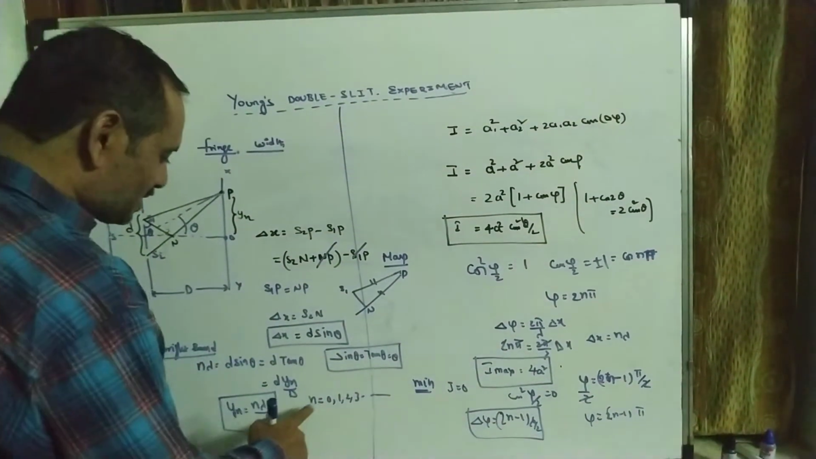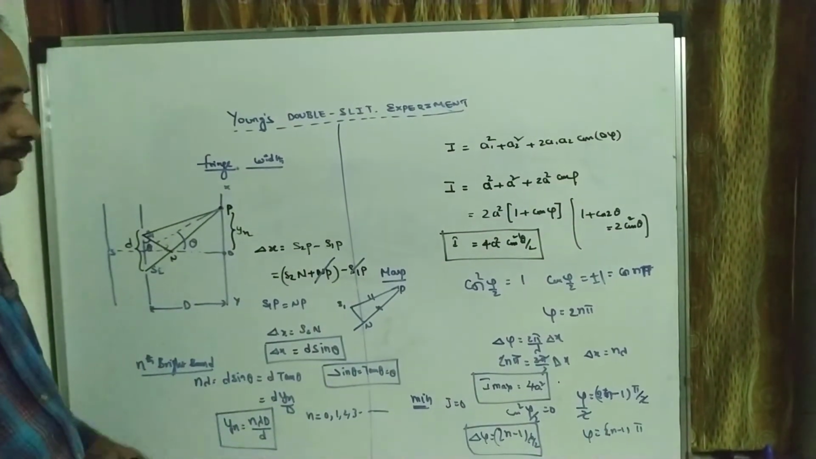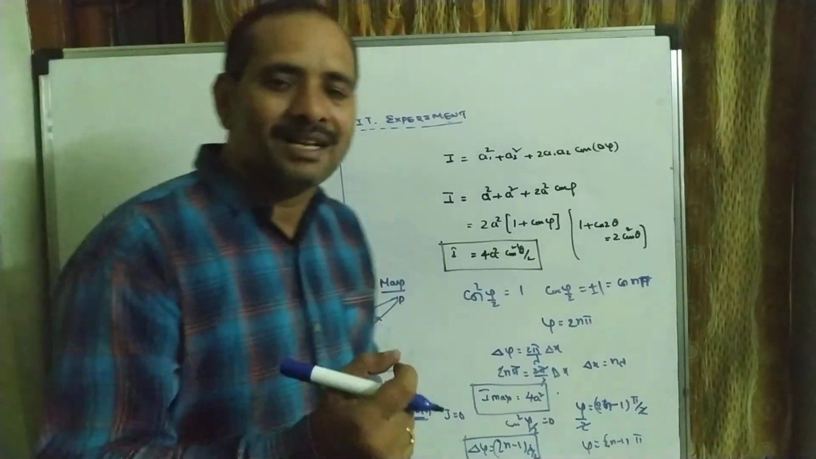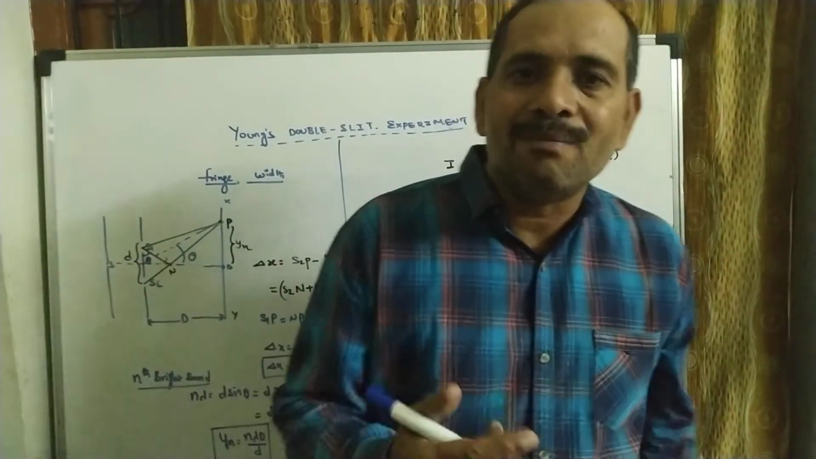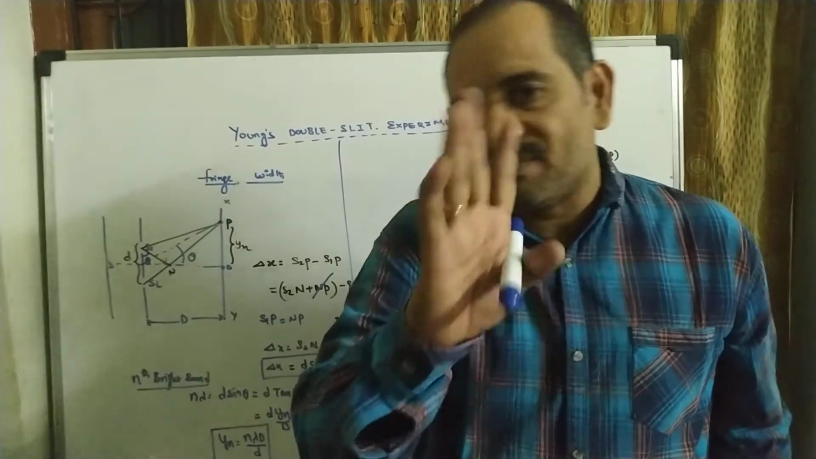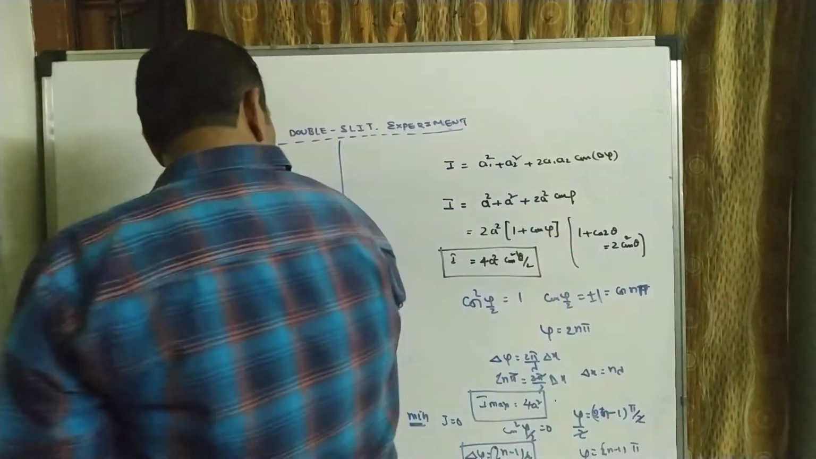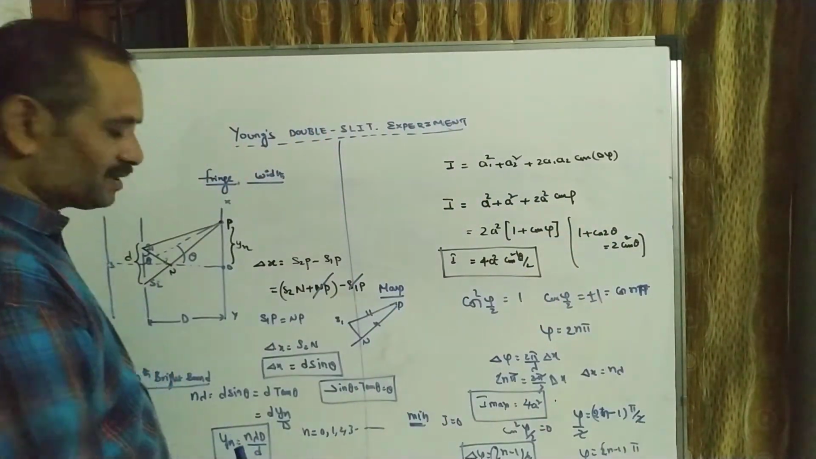That means the central band is bright. So this is about the nth bright band distance. They ask us like this: the third bright band distance is 3 lambda D by small d, the fifth bright band distance is 5 lambda D by small d. Okay. Sir, what else can they ask? Fringe width.